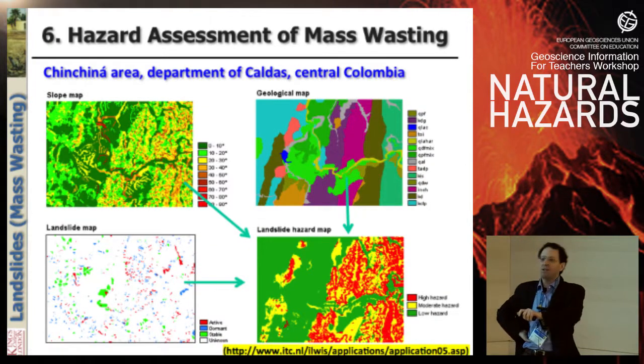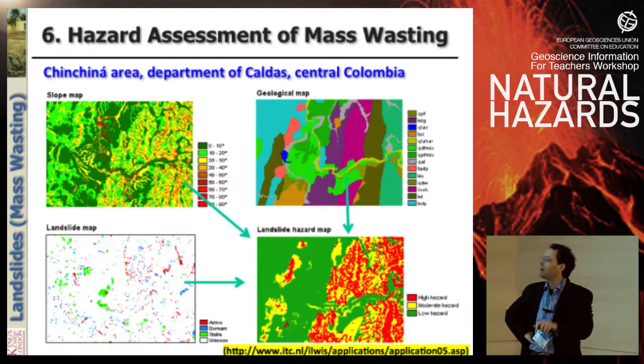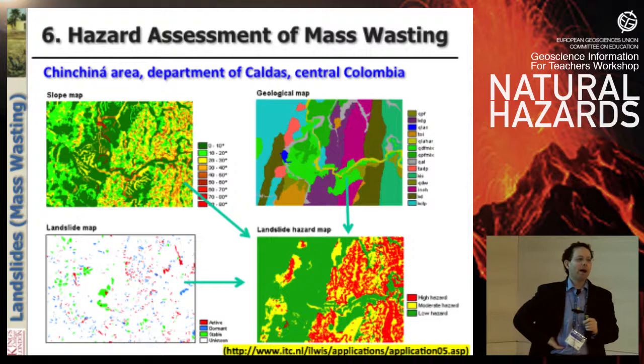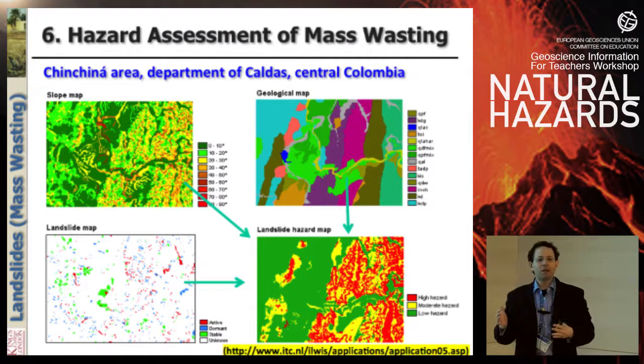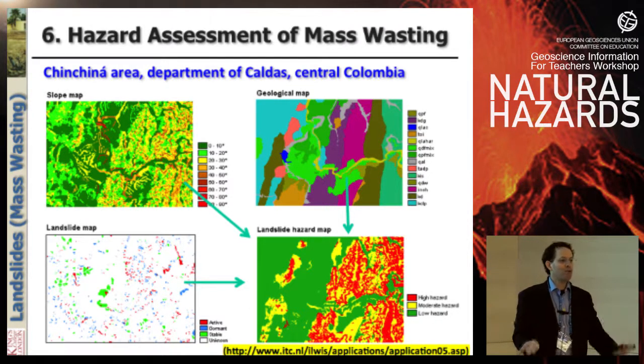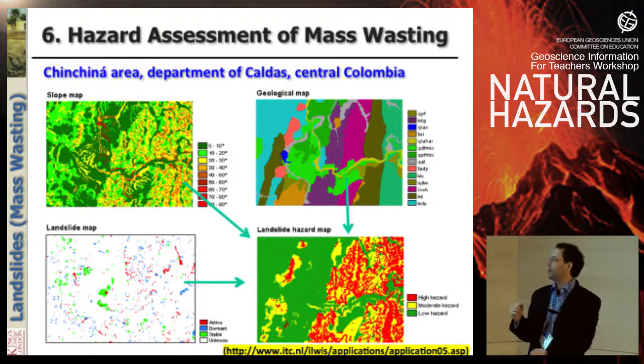So here's an example. Here's past history of landslides. Here's a slope map. That's for gravity. Here's the geologic mapping. This results in a landslide hazard map where red is high hazard, yellow is medium hazard, and green is low hazard. Something fairly simplistic. The question is, will it be used? And in some countries it will be used, in other countries it won't be used.